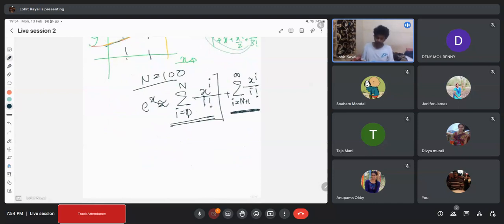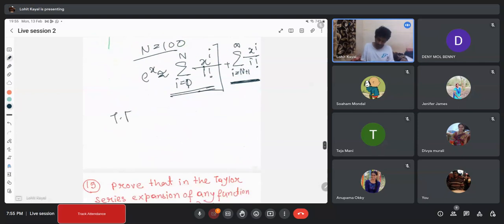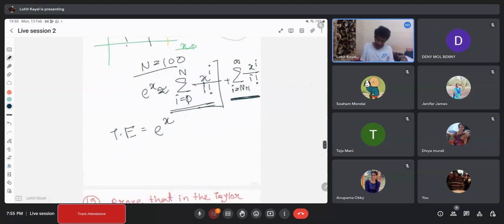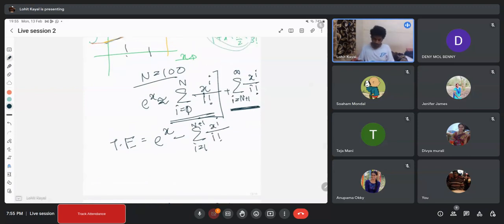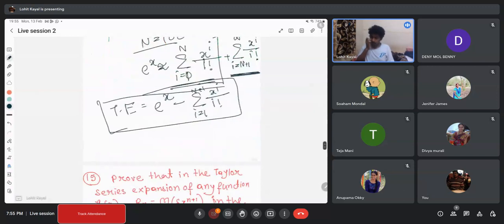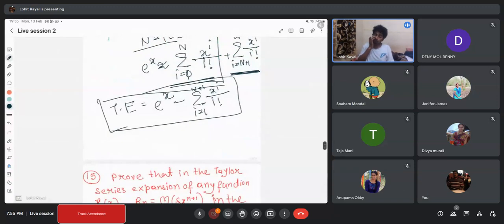So what will be my truncation error? My truncation error, say TE, will be the exact expression, that is e to the power x, minus the summation for i equal to 1 to n plus 1 of x to the power i by factorial of i. So this will be my truncation error. All right. Now let's solve a few problems on this truncation error.